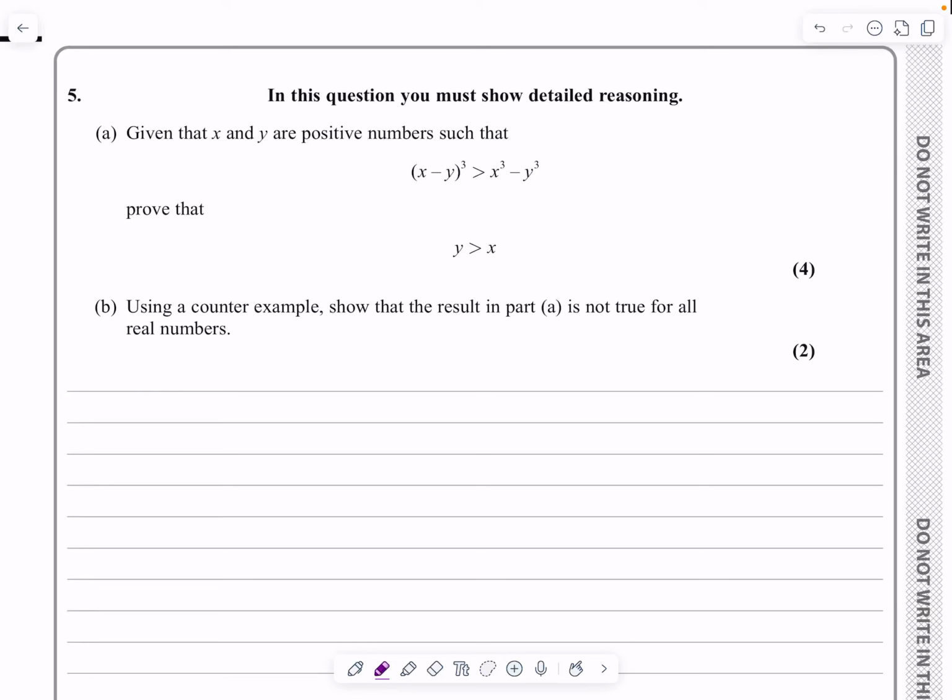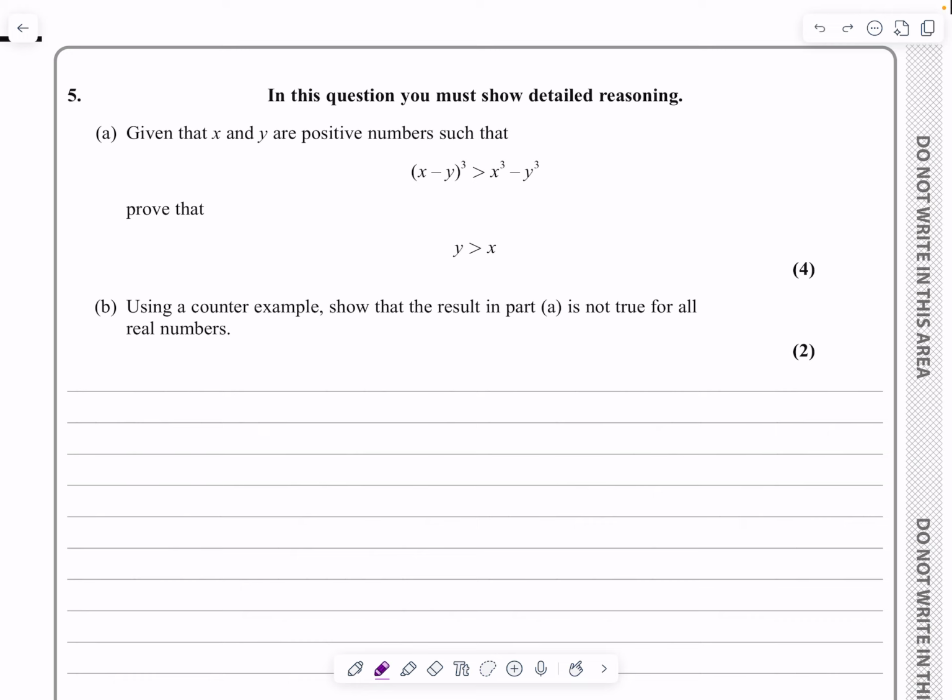Okay, this is the P2 paper from June 2024. It's question number 5, and this is an algebraic methods question, in particular mathematical proof. We're told that if this is true for two positive numbers, can we show that y is greater than x? And then the second part is using a counterexample. Let's focus on the first part though to start off with.